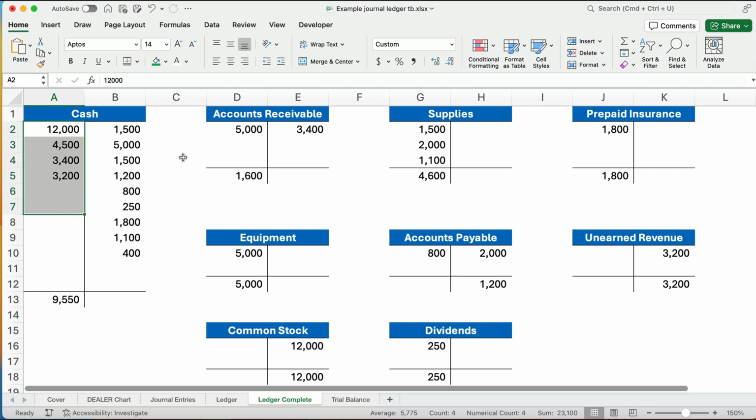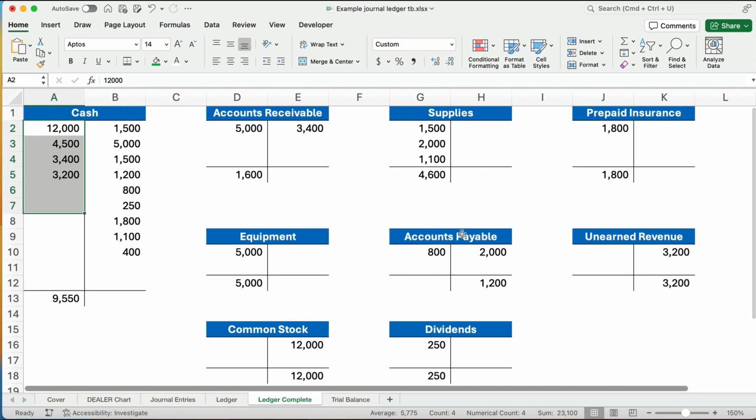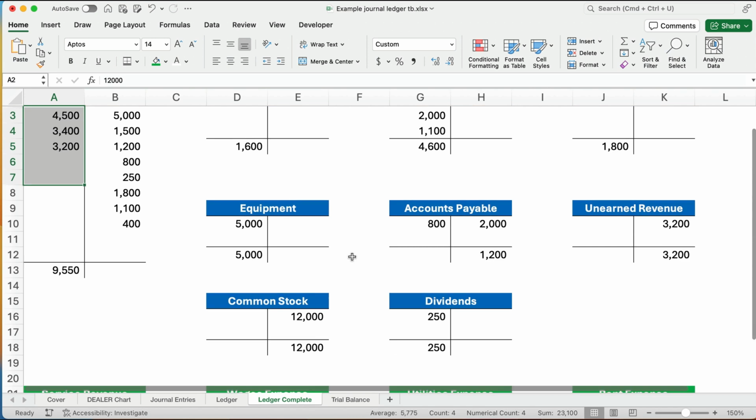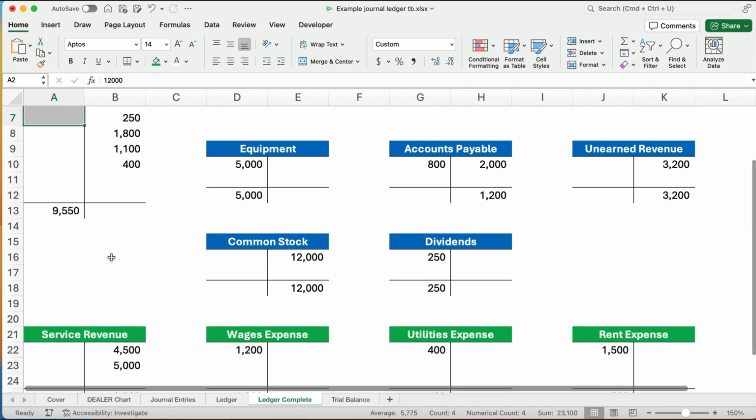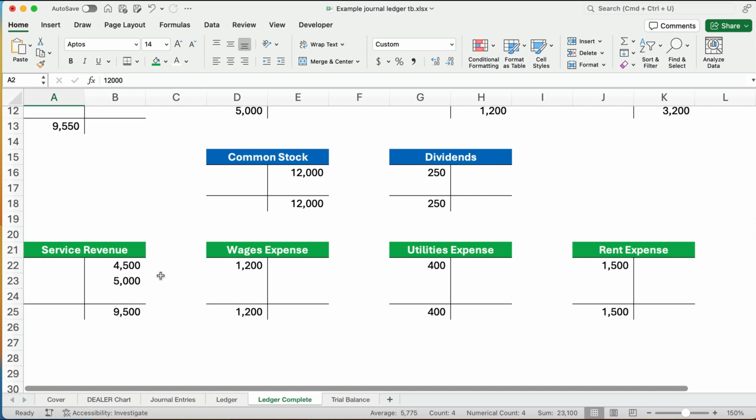So I've got all the accounts. I've got cash, accounts receivable, supplies, prepaid insurance, equipment. Those are all asset accounts. We have 2 liabilities, accounts payable and unearned revenue. We have 2 equity accounts, common stock and dividends. I've got 1 revenue account, service revenue. I've got 3 different expense accounts.